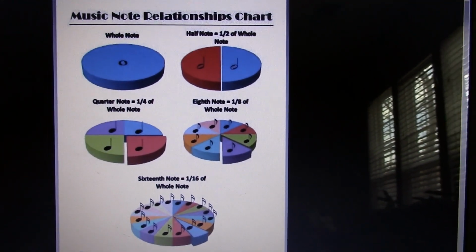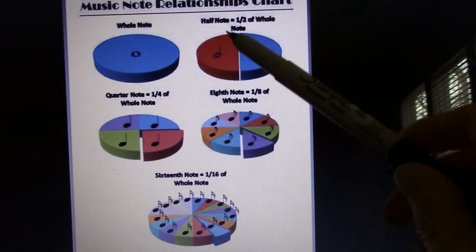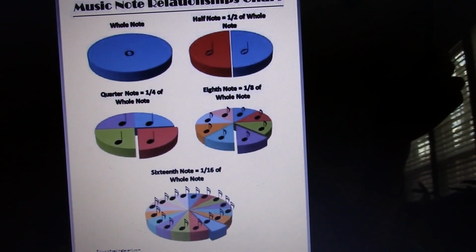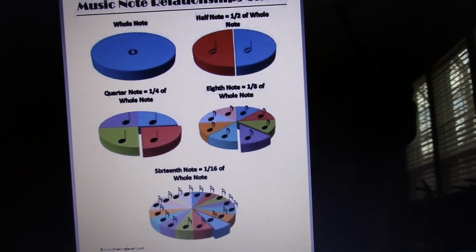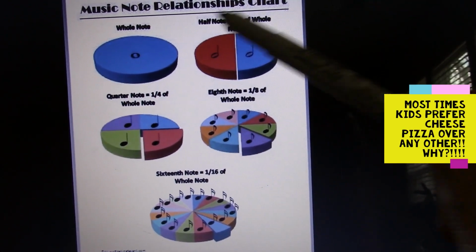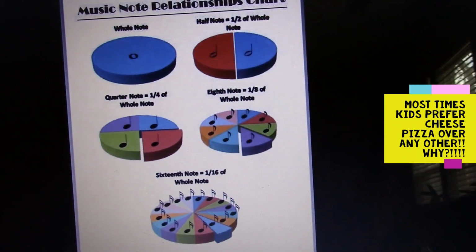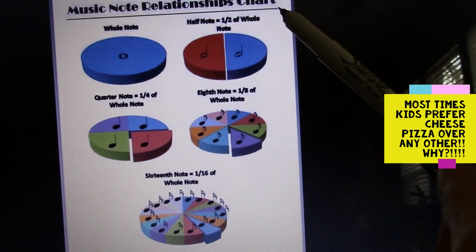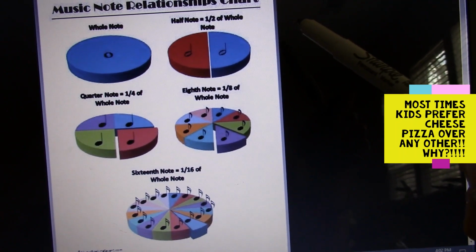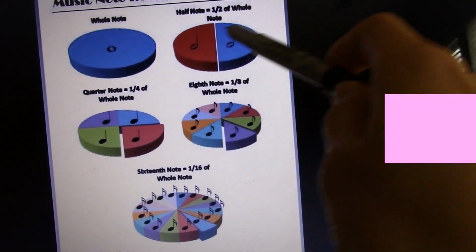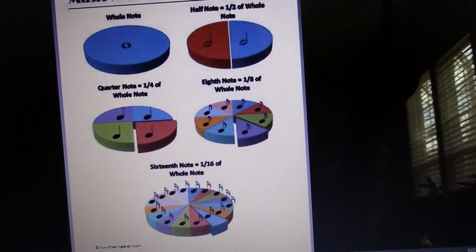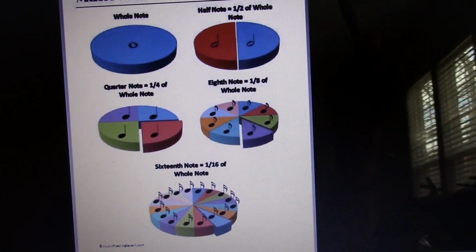Let's see. This will help us see better. Here's a pie chart. Think about it as pizza. Cheese pizza, your favorite. So the whole note gets the whole pizza. And then we're gonna divide the pizza in half. There are 2 halves in that whole pizza, the half notes.